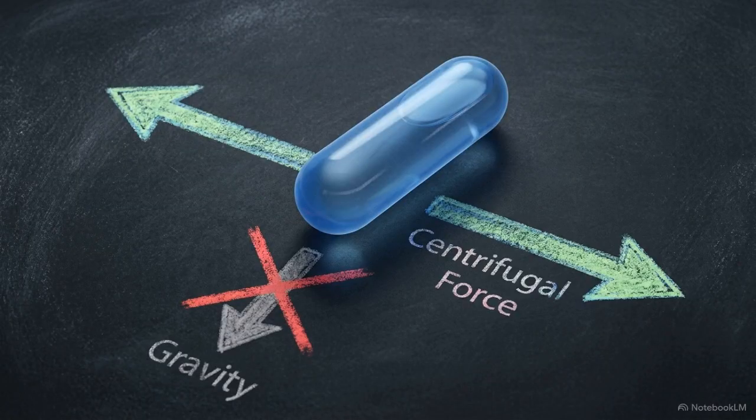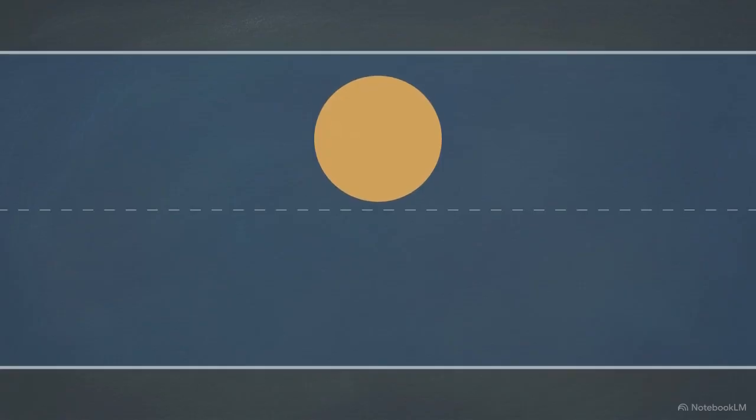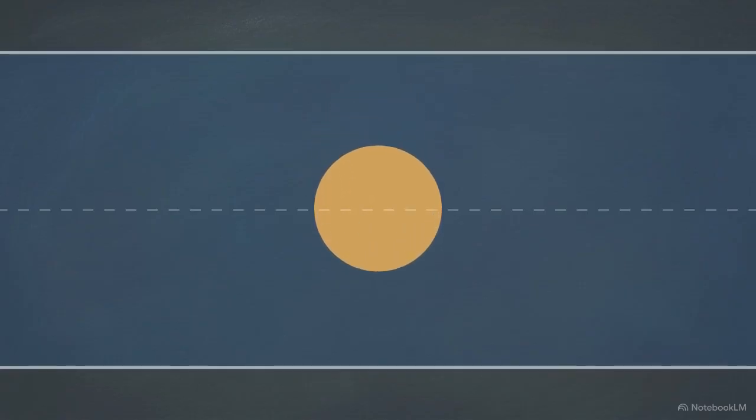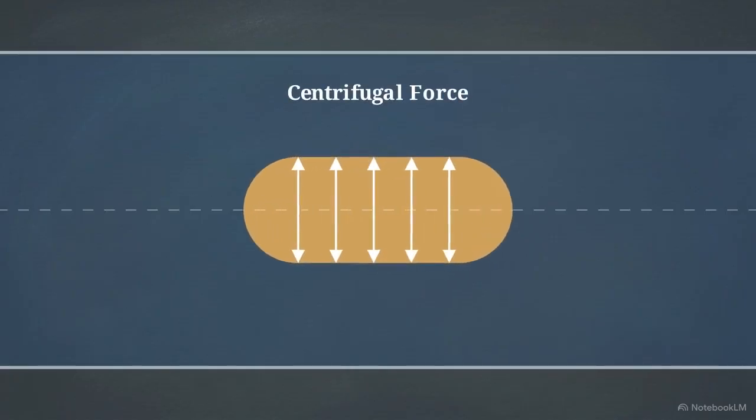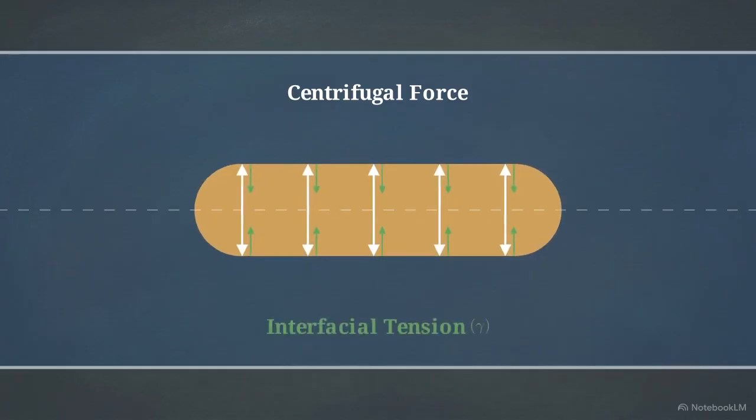At these high RPMs, the system achieves gyrostatic equilibrium. The horizontal gravitational forces acting on the fluid become completely negligible compared to the centrifugal forces. Looking at this cross-section of the rotating tube, the droplet is forced directly to the axis of rotation. It elongates into a cylindrical shape with hemispherical ends as centrifugal force pushes outward, trying to expand the drop.